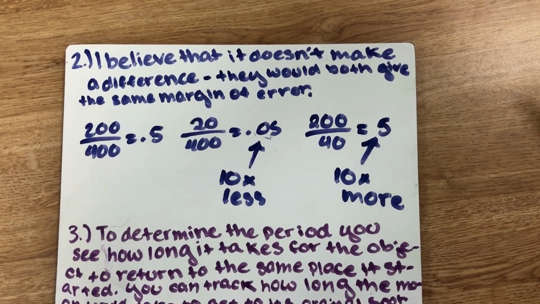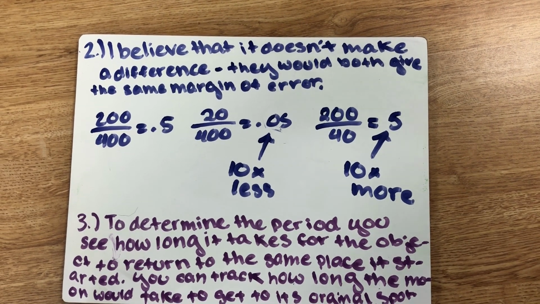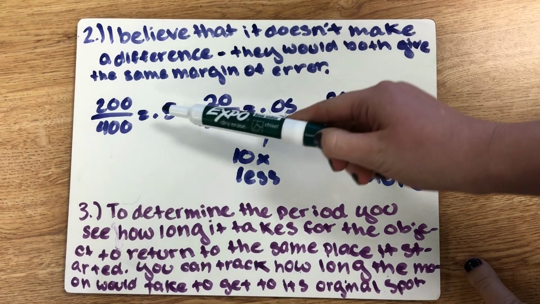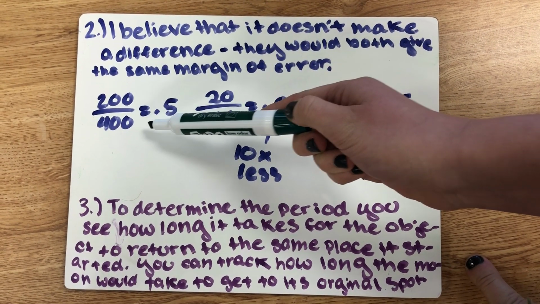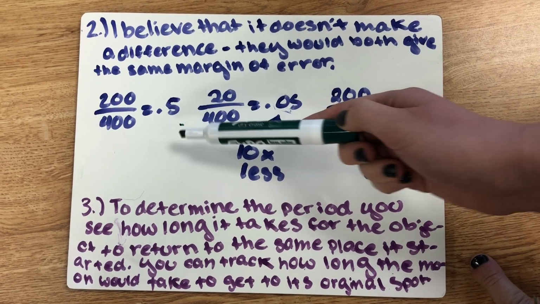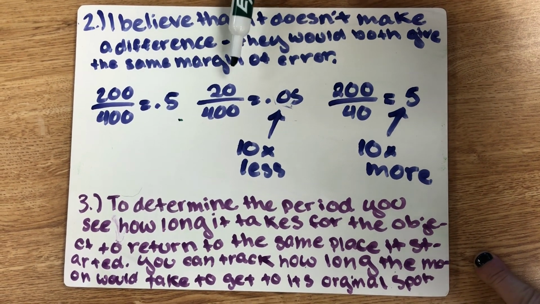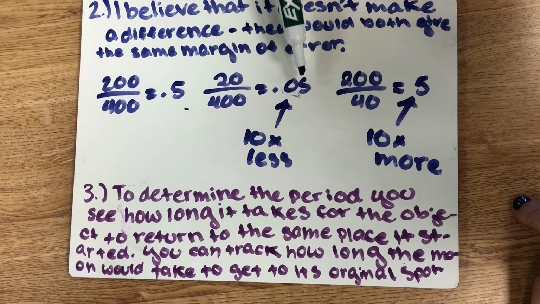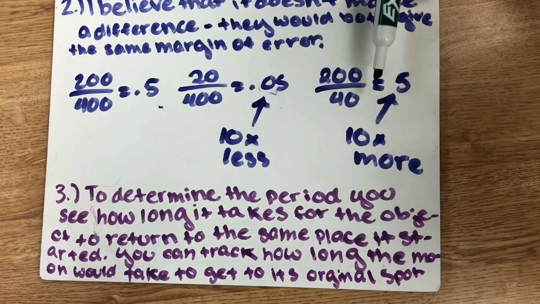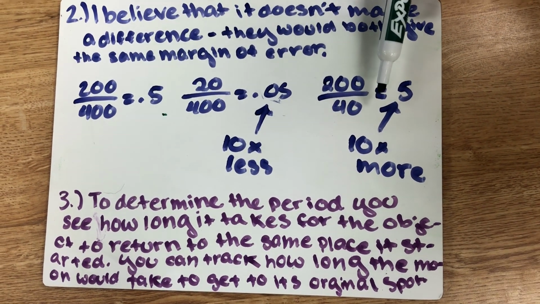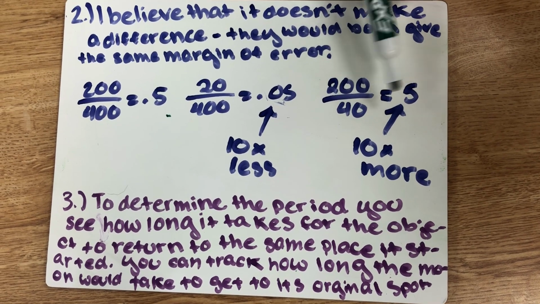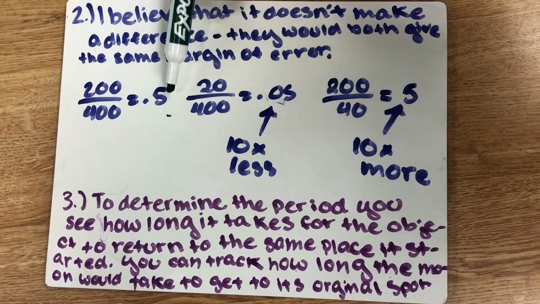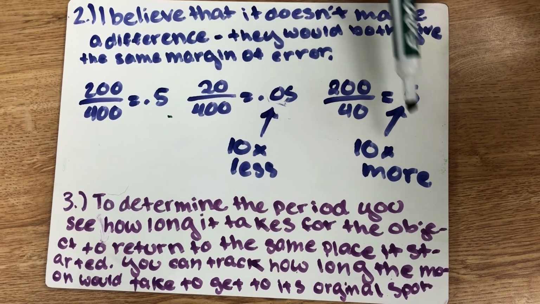And I believe it doesn't make a difference if the radius or the periods were different. I think using this example, if the real answer was 200 divided by 400, it would be equal to 0.5. If you were to change the radius and make that 10% off, it would be 20 divided by 400, which would be 0.05. If you were going to change the other number in the opposite way and make that 10% off, it would be 200 divided by 40, which equals 5. In all of these scenarios, they're the same amount different from this, just 10 times less and then 10 times more.